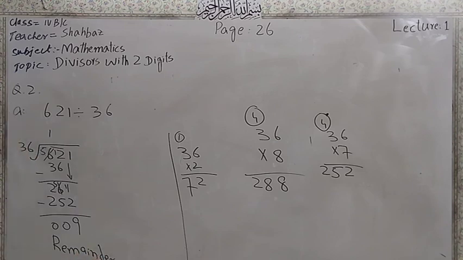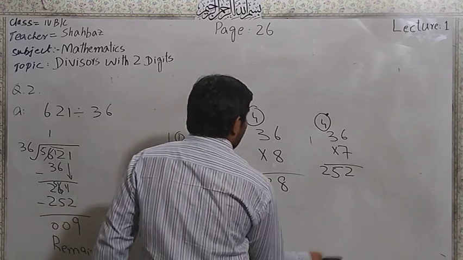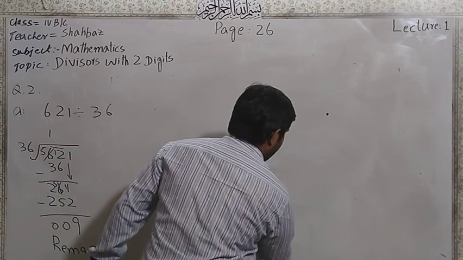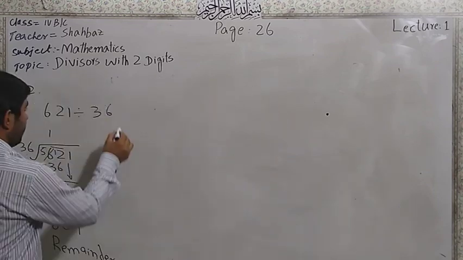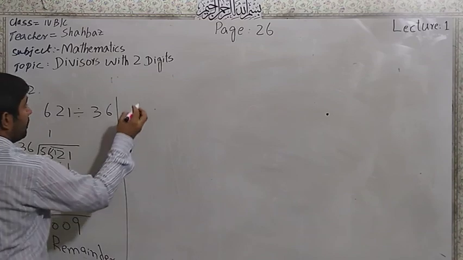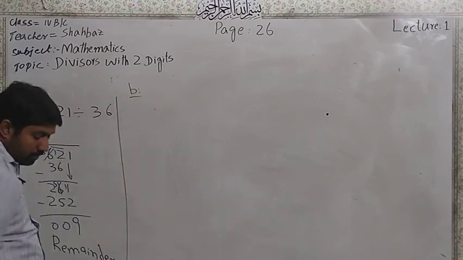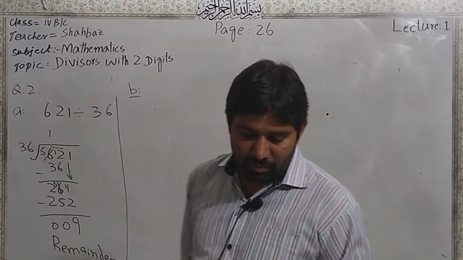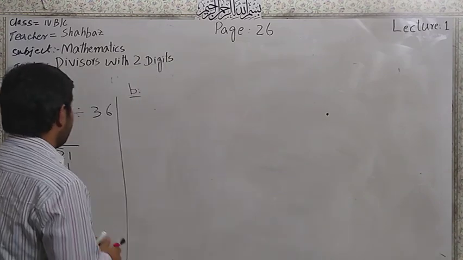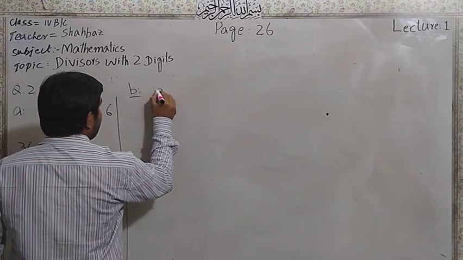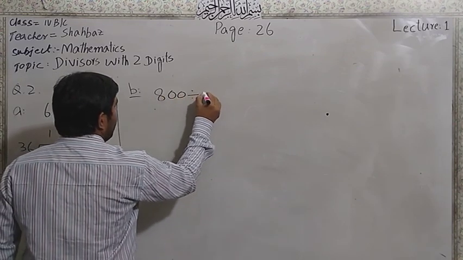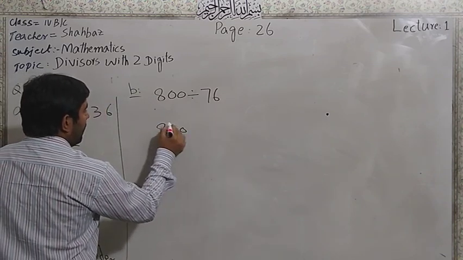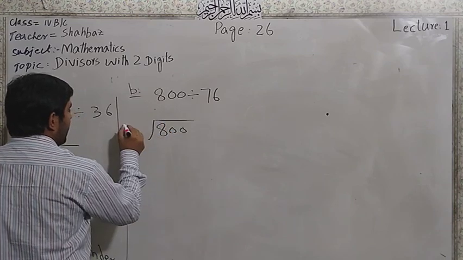Okay, students. Now you have part B. Part B is 800 divided by 76. This is also long division. You write this inside the division sign. This 76 is outside.